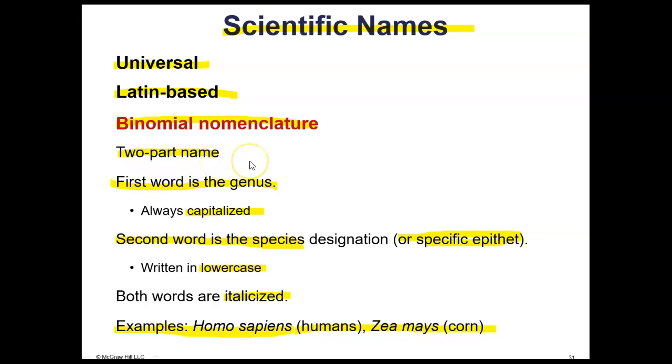In a scientific name, the first word is the genus, and it's always capitalized. The second word is the species. It's always in lowercase. And then you put both words in italics, but if you're handwriting this, you would underline both words. But if you're typing, you would put both words in italics.